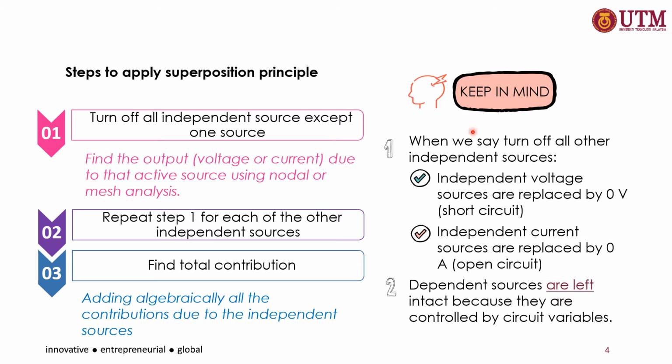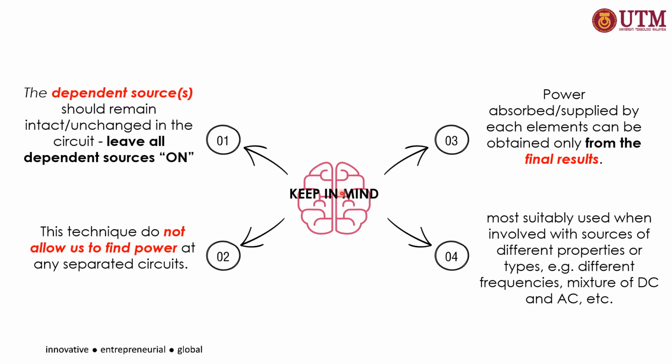So keep in mind, when we say turn off all other independent sources, it means that for the independent voltage source, we replace it by zero, which is a short circuit. For the independent current source, we replace it by 0 ampere, which is an open circuit. And for the dependent sources, we leave them intact because they are controlled by a circuit variable. So the dependent sources should remain unchanged in the circuit; leave all dependent sources on.